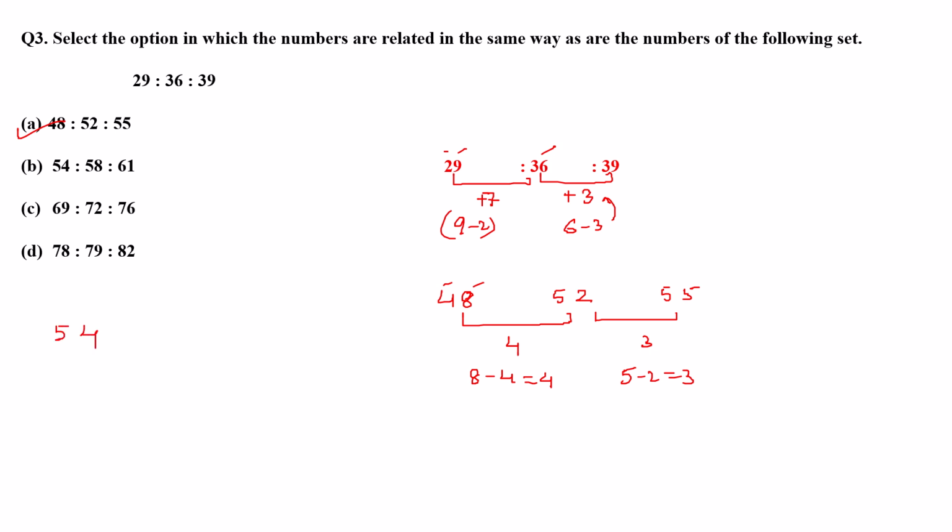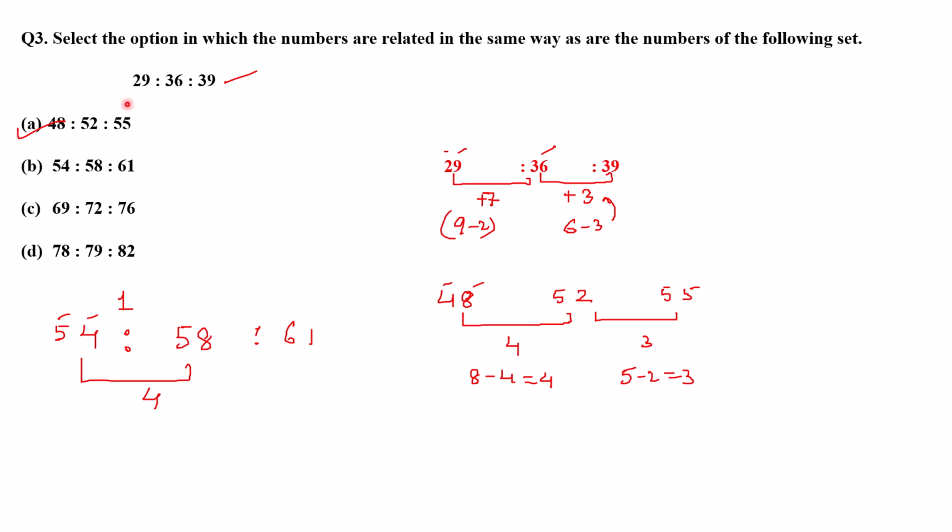Let's take one more option, 54, 58 and 61. So the difference of this is 4. But what is the difference between 5 and 4? It is 1, isn't it? So it should be 55 actually, if we have to follow the relation which is given in the question. So B should not be the correct option. Like that you can see C and D also are not following the same relation. So only A is the correct option.